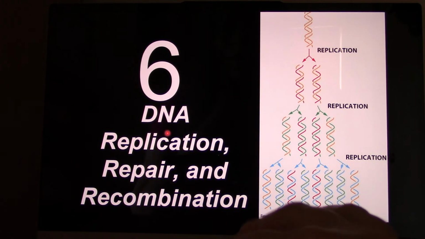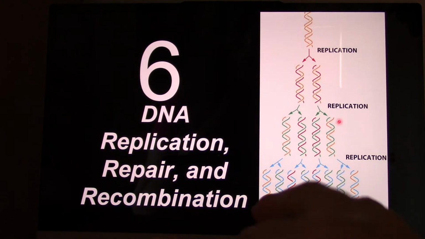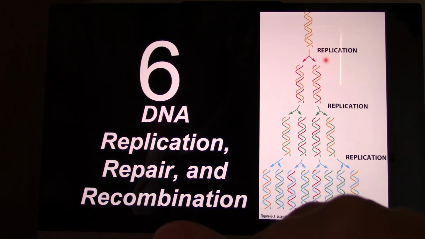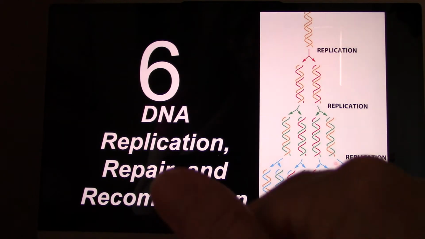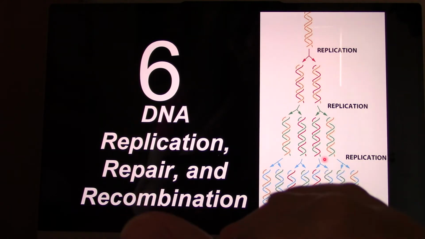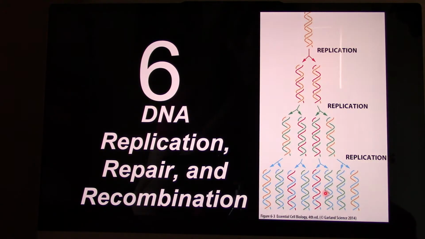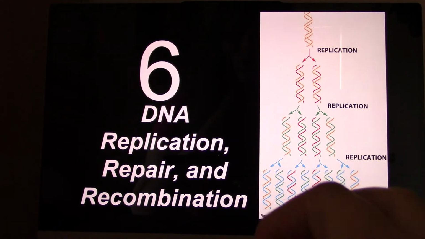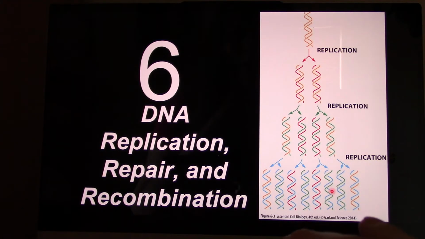Chapter 6, DNA Replication, Repair, and Recombination. So we just have a little figure of replication occurring over and over again. This is how cells pass genetic information down from one generation to the next.